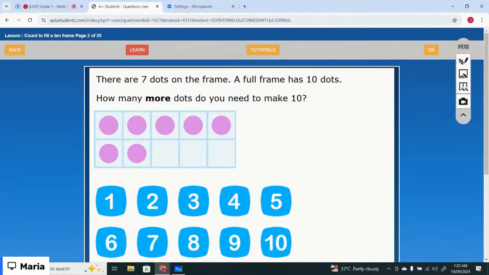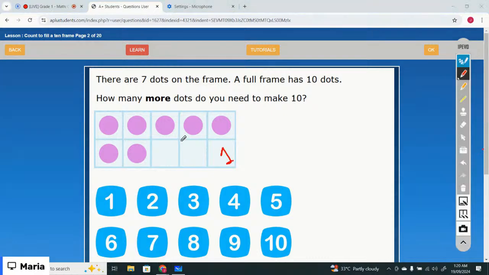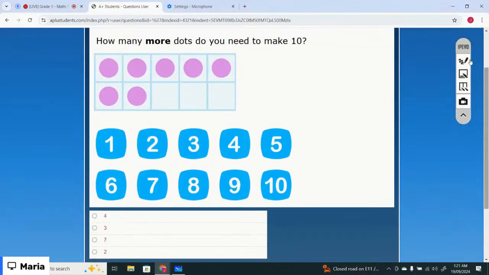So you need only, just count the blank spaces, right? They are 1, 2 and 3. So that means if you have 3 more dots, the frame is full, right? So 7 and 3 makes 10. The correct option is 3. The missing number is 3. Option number 2 is the correct option.